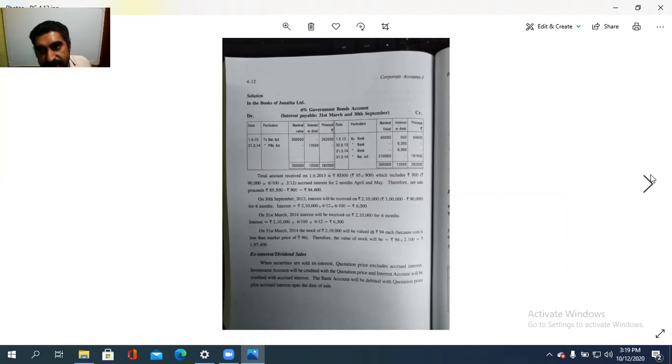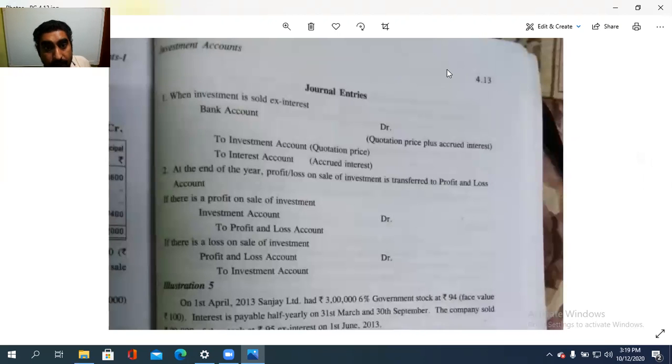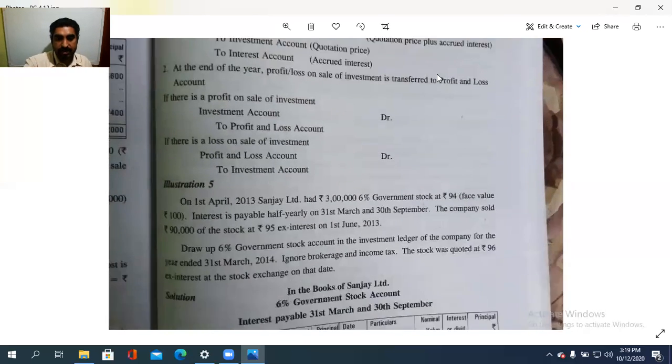Okay, then we can see one problem. But before that, the journal entries. Bank account debit, quotation price plus accrued interest. To investment account, the quotation price only. In the previous case, it includes the interest value also, isn't it? Then to interest account, accrued interest. That is the only difference. At the end of the year, profit or loss on sale of investment is transferred to the P&L account. If there's a profit, investment account debit to P&L account. If there's a loss, P&L account debit to investment account.